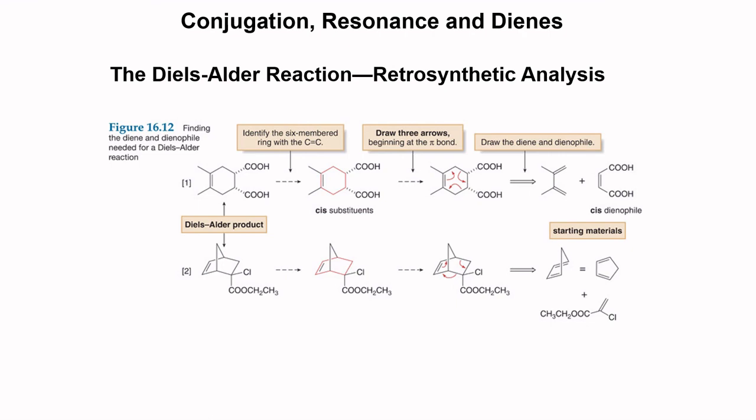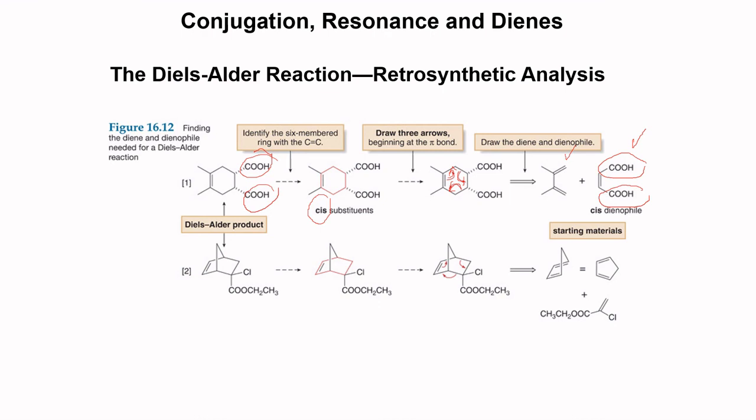Okay, so this diagram shows how we can conduct a retrosynthetic analysis on the Diels-Alder product. This is the Diels-Alder product. So now we know that it has a 6-membered ring with the C=C double bond. Okay, so this is the 6-membered ring. Then we have cis substituents. Now we draw 3 arrows at the beginning of the pi bond. So the bond will move like this, here, and then the bond will move here, and then the bond will move here. So what we get is a diene and a dienophile. Please take note that this is cis. So your starting material should be cis.